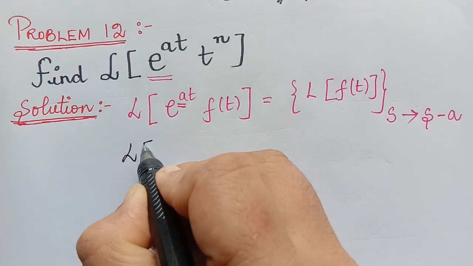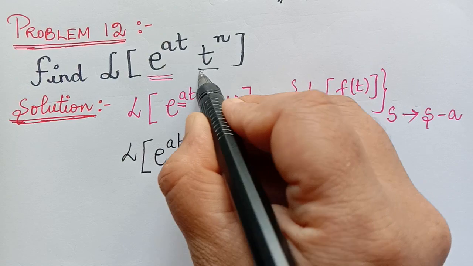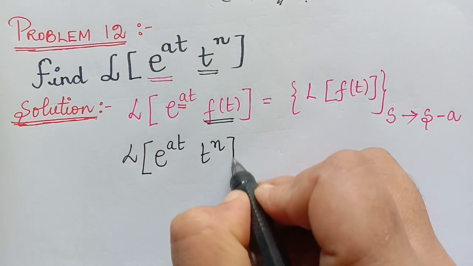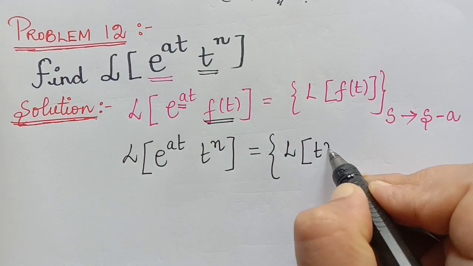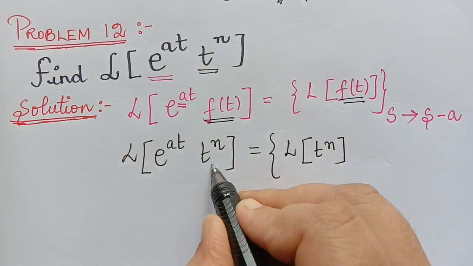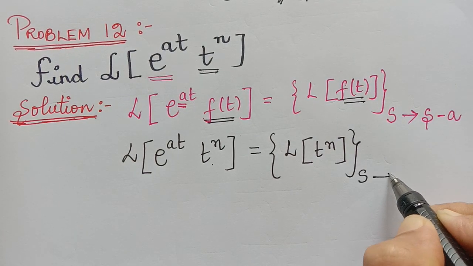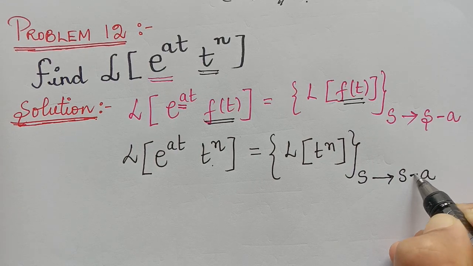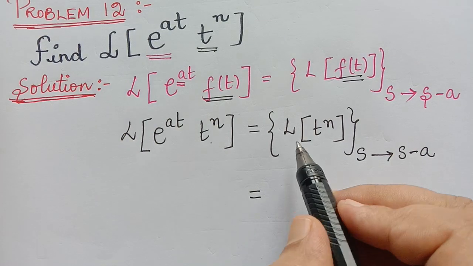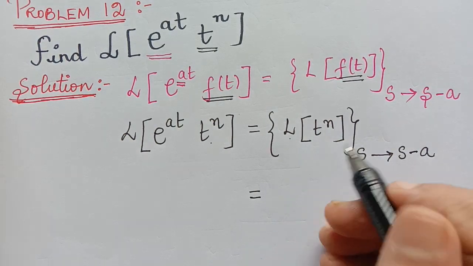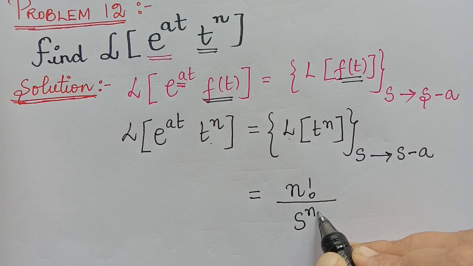So when we apply, we see that the Laplace transform of e to the power at, instead of f of t, we have t to the power n over here. So that is equal to the Laplace transform of t to the power n, because f of t is t to the power n. And in the resulting answer, we have to shift s to s minus a. That is, we have to replace s by s minus a. And that is equal to, we know that the Laplace transform of t to the power n is equal to n factorial divided by s to the power n plus 1.